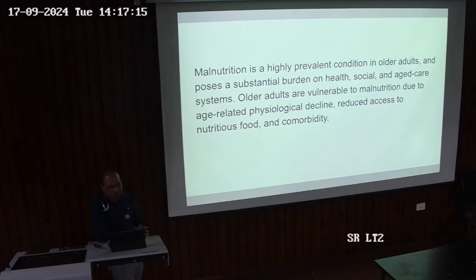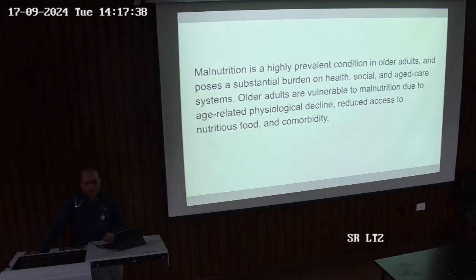So we have a lot of elderly people around us in our family, in our society, and we see that there are multiple causes. Malnutrition. So they are vulnerable to malnutrition because of many reasons. First of all, most common in our society is your financial constraints. Second is your social issues, taboos.